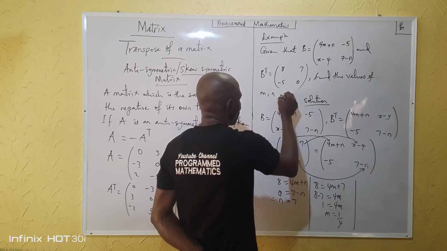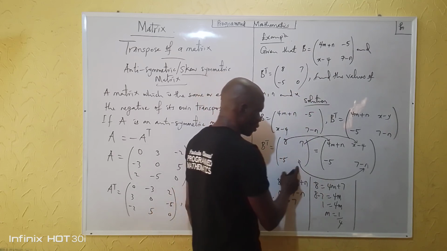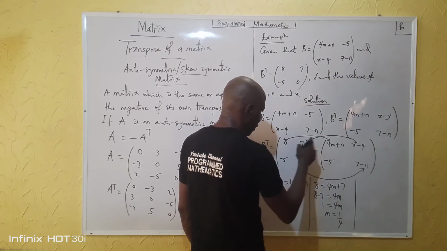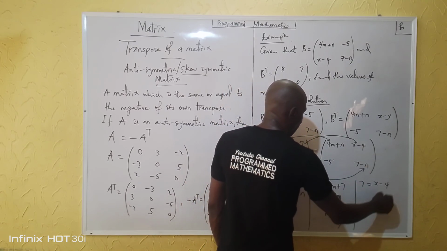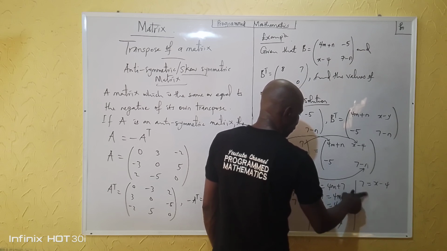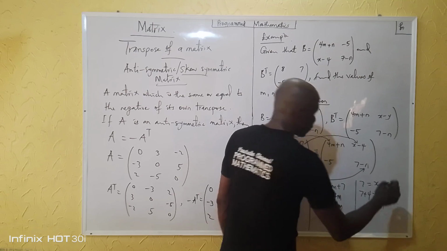Alright, so we're looking for this and x. In this case here, minus 5 minus 5, 0, 7 minus n, then 7 and x minus 4. 7 equals x minus 4, so 7 plus 4 equals x, x equals 11.